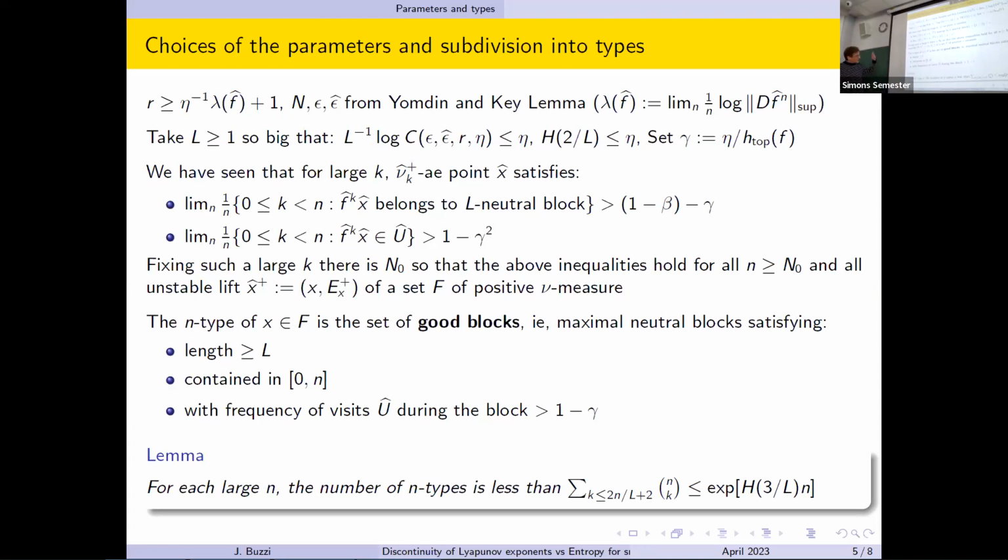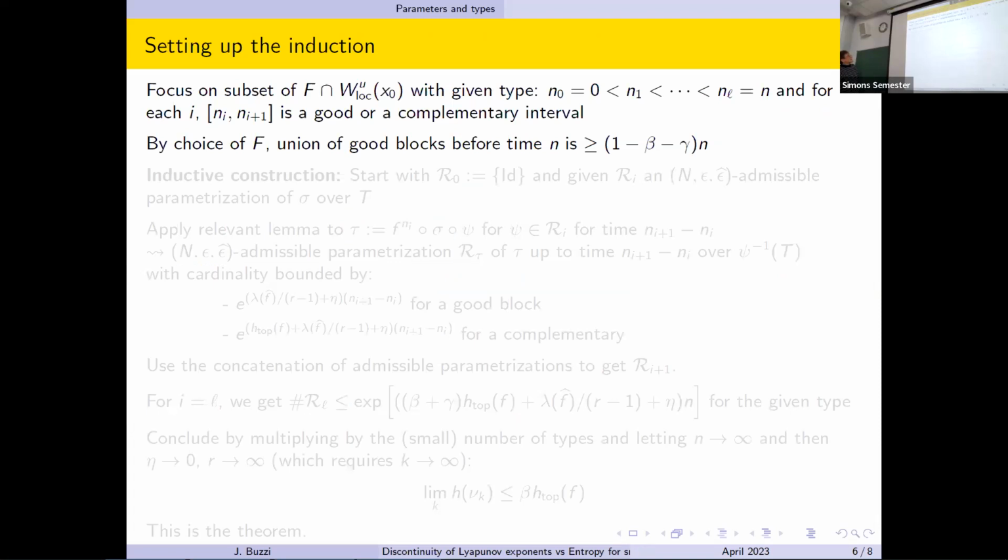So this set of good blocks is a set of disjoint intervals of lengths bigger than L. Therefore, the number of possibilities is small on the exponential scale, as small as we wish, just by taking L big. That's the usual thing. Now, since there are few types, we can just pick one and focus on that.